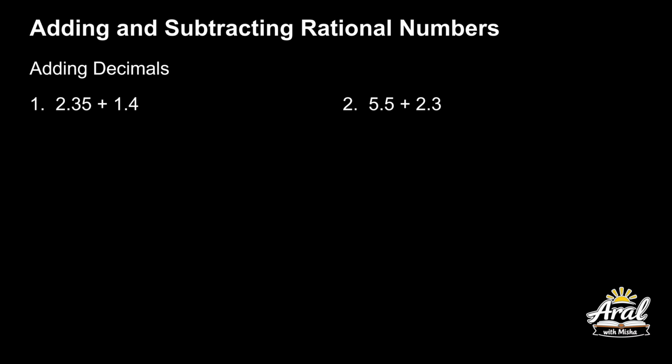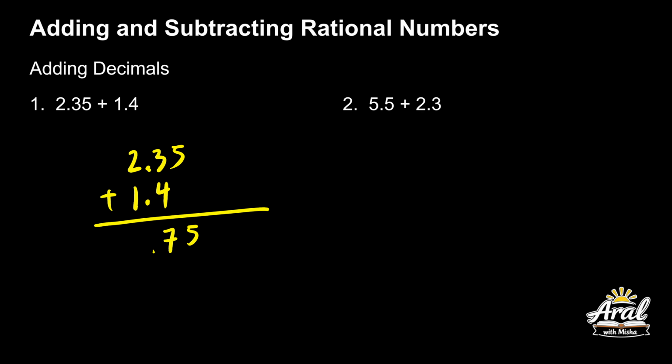So, adding decimals naman tayo. Since decimals are also rational numbers, so, mas simple to. So, ang ano lang dyan, 2.35 plus 1.4. So, make sure the decimals are aligned. Okay? So, 5, 3, 4 plus 3, that's 7. 2 plus 1, 3. So 3.75 is your answer.